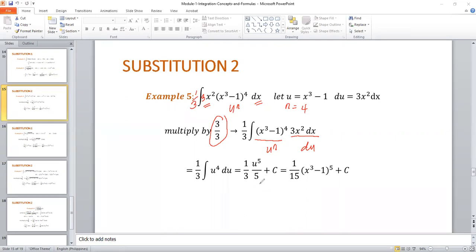So substitution applied still to power rule. Any question? Okay, so let's proceed. So I will clear my drawings here. Now we go to the next one, the next slide.